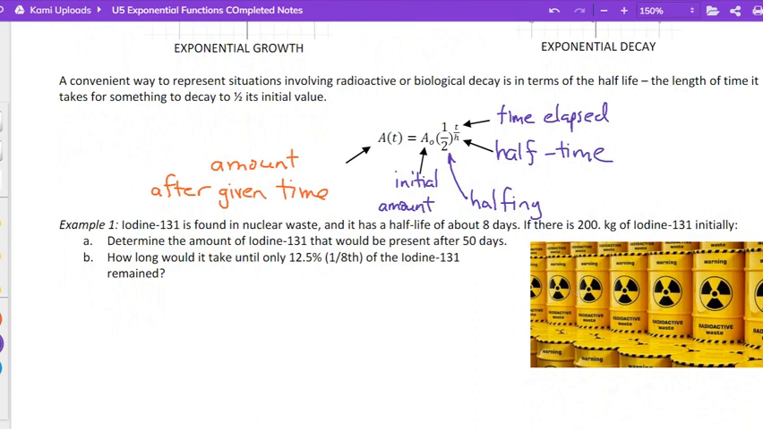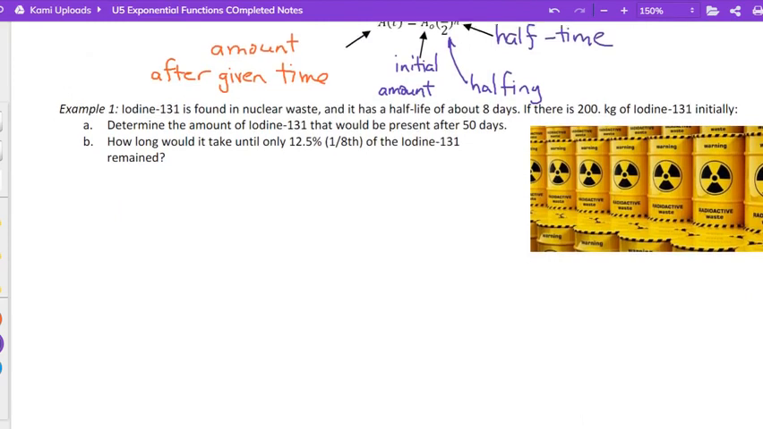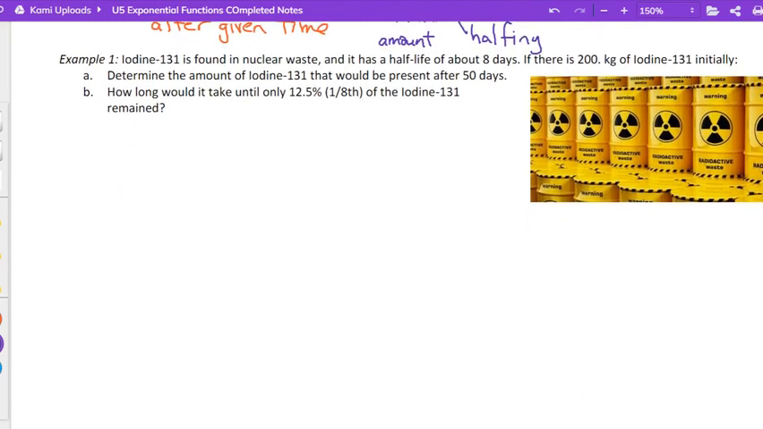So we're kind of doing the same thing, but I'm going to introduce a few other ways to use these equations. All right. Go ahead and read question 1. Underline, circle, write down which variables you have.